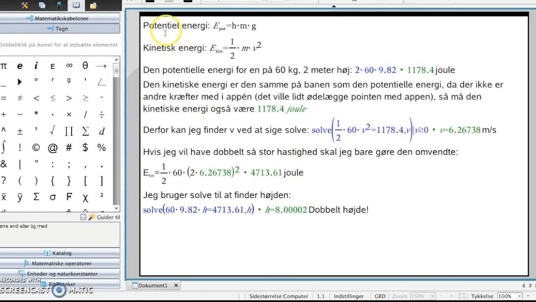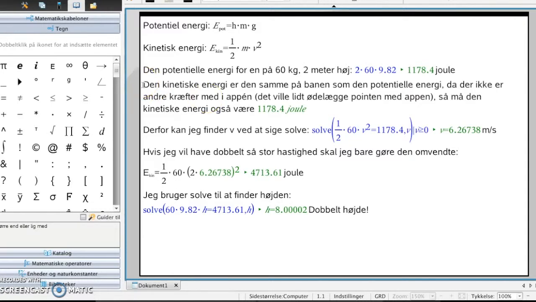you can see here we have the potential energy formula, which is height times mass times gravity acceleration, and kinetic energy, 1/2 times the mass times the velocity squared, I think it is in English. So if I have a guy who has a weight of 60 kilos and is 2 meters tall, you see this over here, he will have 1178.4 joules in potential energy.